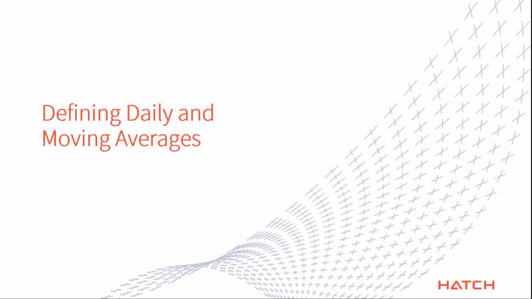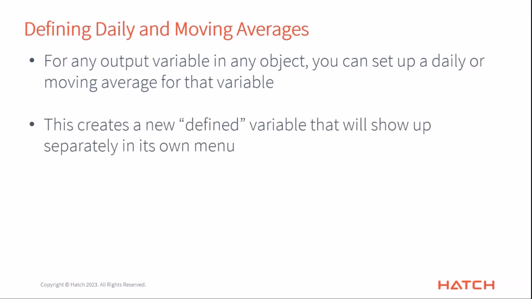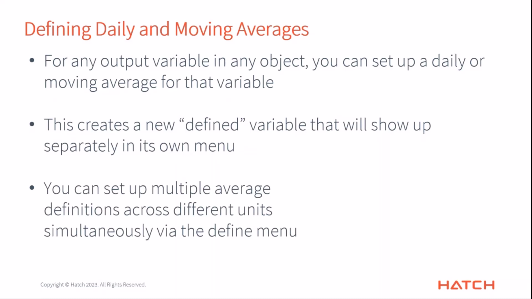All right, so let's start into talking about the averages first, daily averages and moving averages. So for any output variable in any GPSX object on your drawing board, you can set up a daily or moving average for that particular variable. If you can find it in the output variables menu, you can set it up. So this creates a brand new defined variable that will show up separately in its own brand new menu. And then you can do that for whatever different types of parameters that you want to do it for across any number of different connection points in your layout.